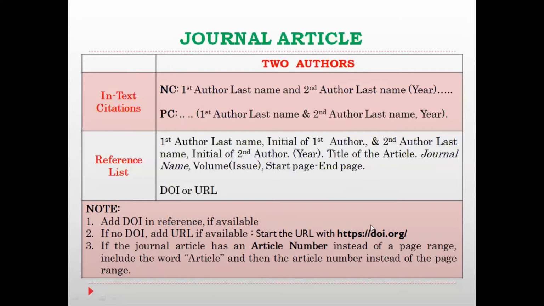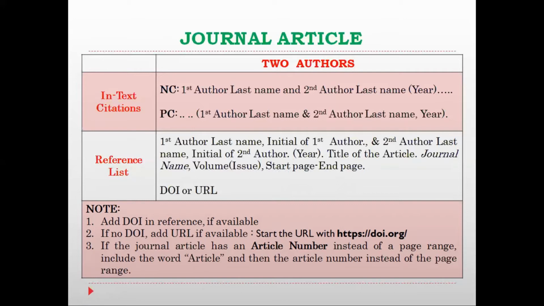Here also, if it is an online version, you can keep the DOI immediately after the end page, and if there is no DOI, then you can keep the URL. But if it is a printed version, then you can just keep it from the author's name up to the page numbers only. And similarly here also, if there is any article number assigned by the journal to each article, then you have to insert the word article right after the issue, with the article number instead of the page numbers.